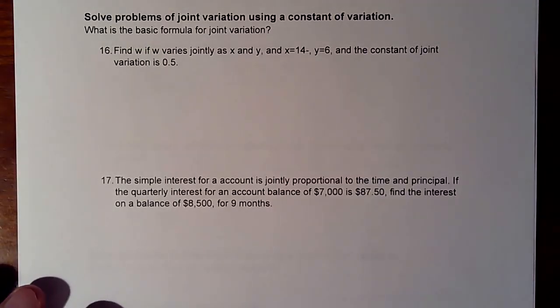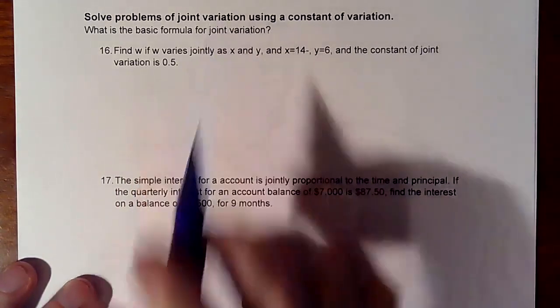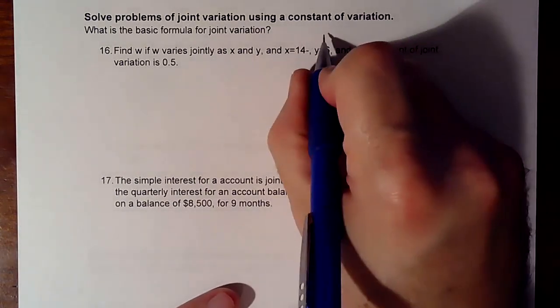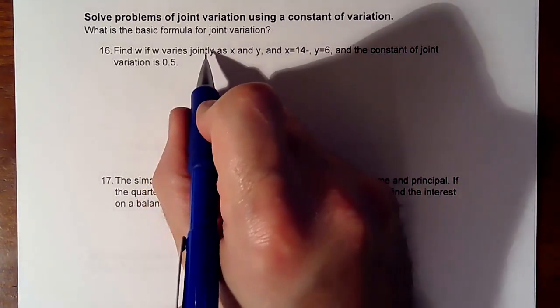In this video, we are going to be solving problems involving joint variation. Joint variation is very similar to direct variation. You just got more pieces kind of thrown into this. So it typically looks something like this, that you'll see the word that things vary jointly versus varying directly.